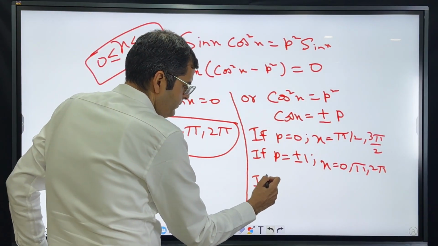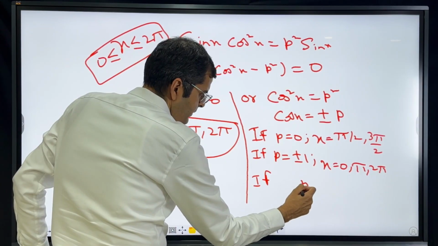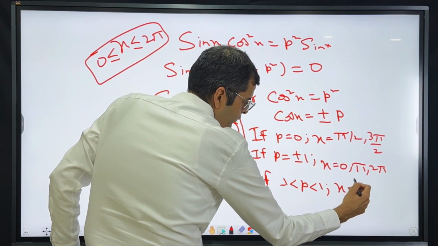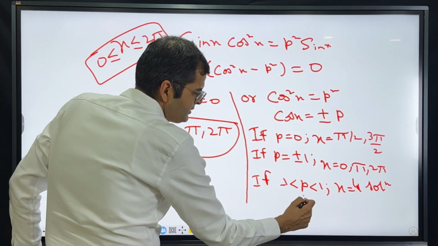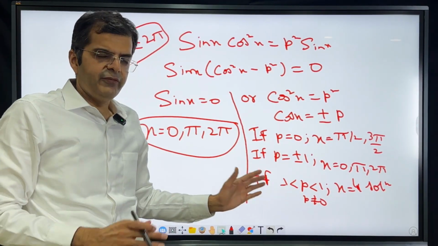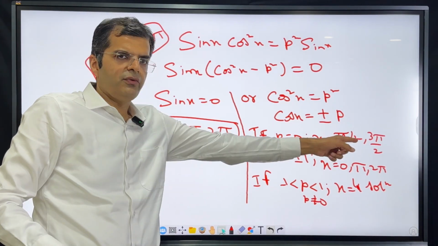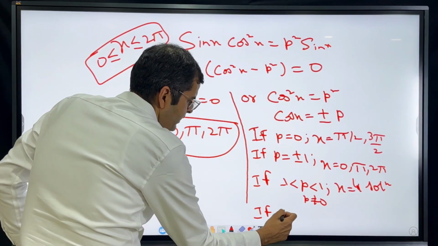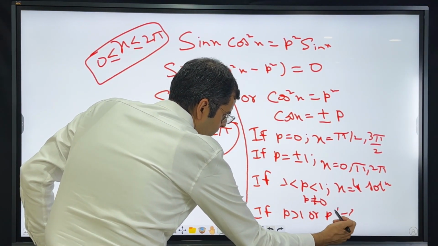So if P lies between minus 1 and 1, x will have 4 solutions. Just keep in mind, in this range, P is not 0. Because if P lies between minus 1 and 1, P can be 0. But if P is 0, there is another case for it. Now the final case, if P is greater than 1 or P is less than minus 1.